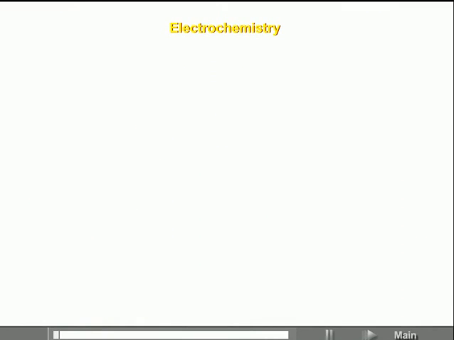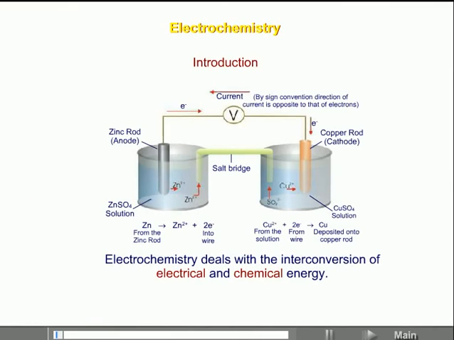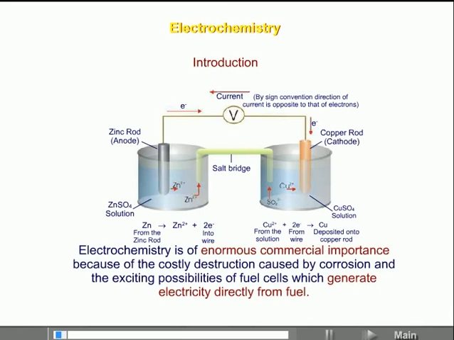Chapter 4, Electrochemistry. Introduction. Electrochemistry deals with the interconversion of electrical and chemical energy. Electrochemistry is of enormous commercial importance because of the costly destruction caused by corrosion and the exciting possibilities of fuel cells which generate electricity directly from fuel.